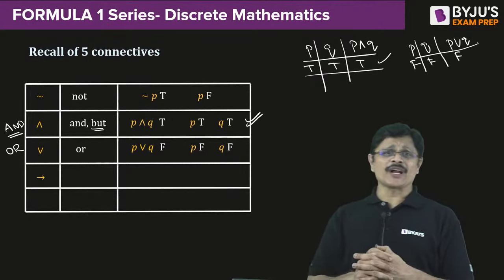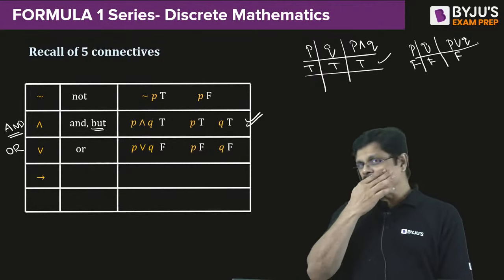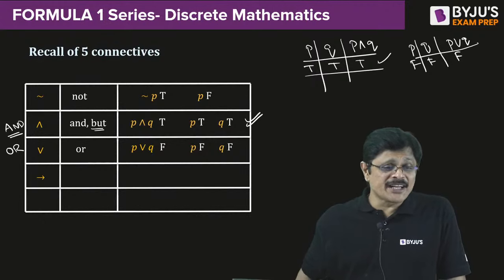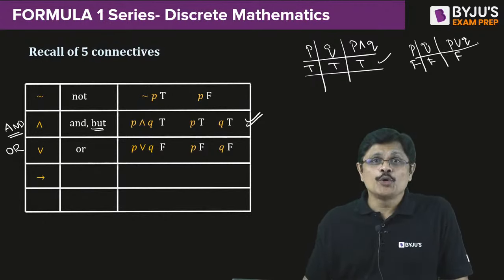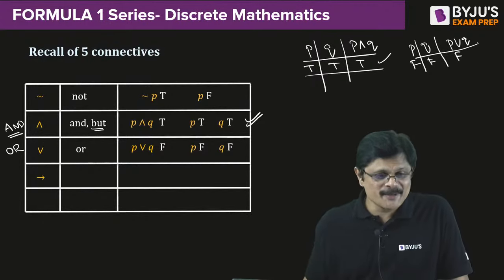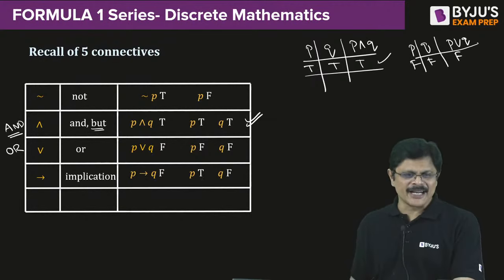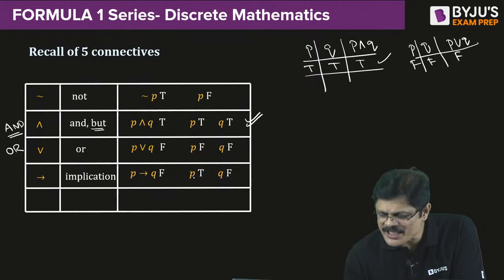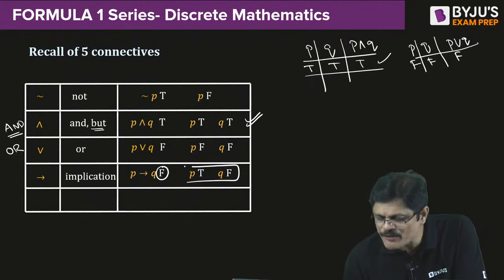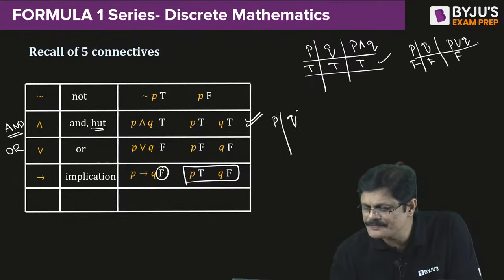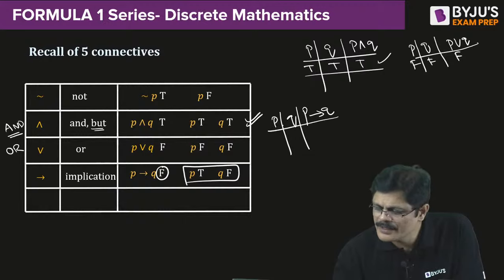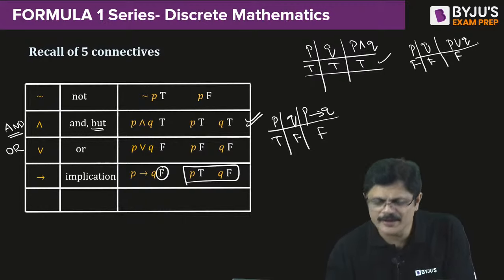Right, implication or conditional. See, for implication, we try to remember the definition in a very beautiful manner. True cannot imply false. True can imply false? True can never imply false. That is how we remember. So P implies Q is false when true implies false.